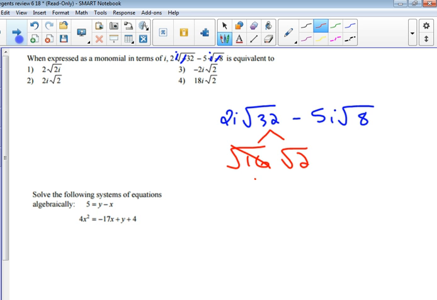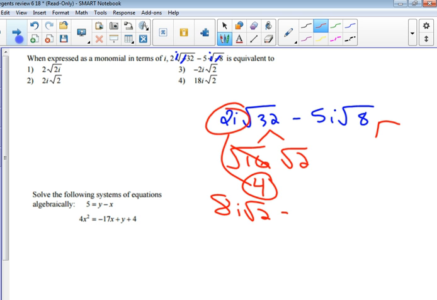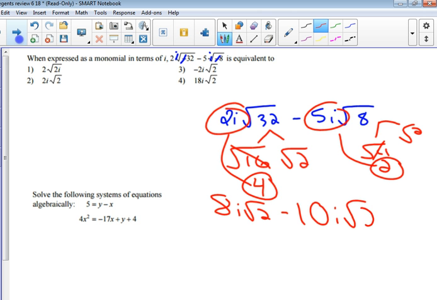Okay, 16 becomes a 4. 2 goes the other. Good. What operation goes out there? Multiplying, good job. So 8i, yep, radical 2. Okay. What's 8 going to break into? 4 and 2, good job. Alright, so those multiply, we get 10i radical 2.